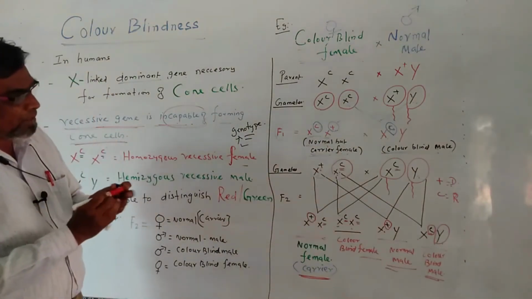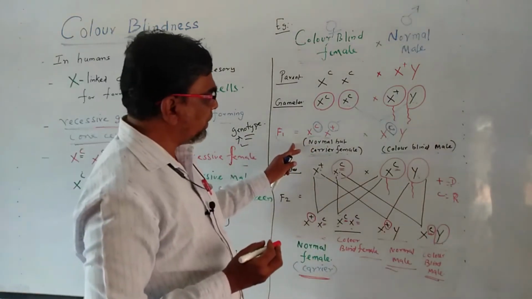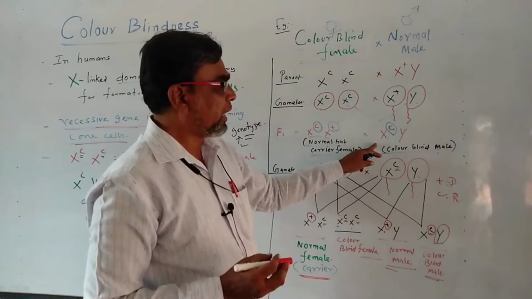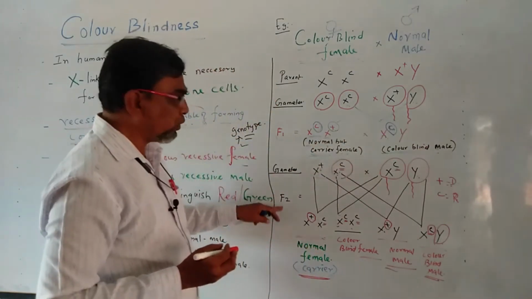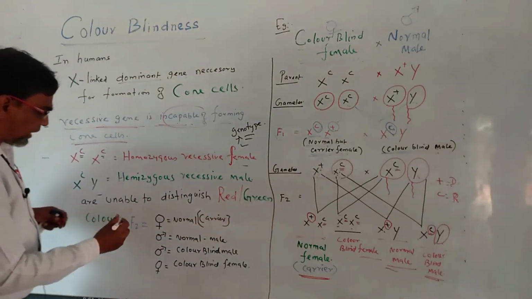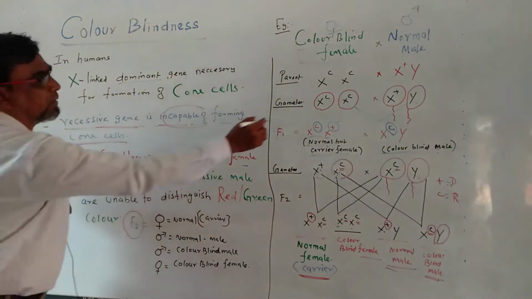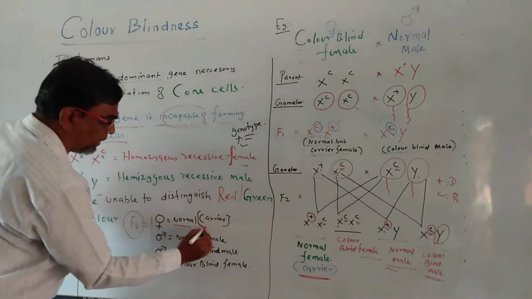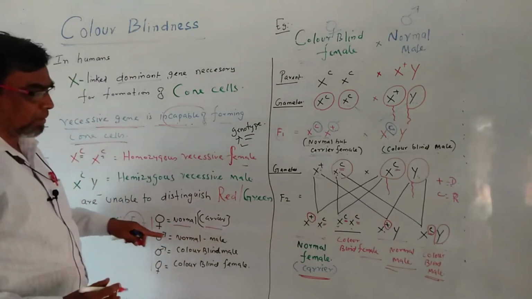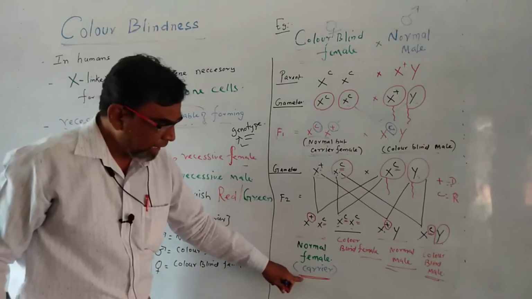Whereas in the F1 generation, one is normal and one is color blind: a color blind male and a normal but carrier female. Here in the F2 generation, what happens? There are 4 results. One result is a normal but carrier female. She is a carrier but has normal vision.